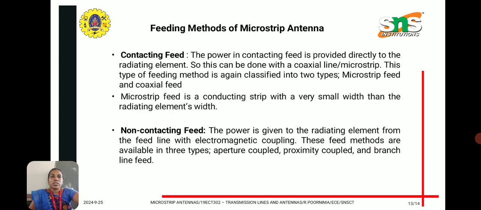Next is the feeding methods of microstrip antenna: the contacting method and the non-contacting feed. In the contacting feed, the power is provided directly to the radiating element. This can be done with a coaxial line or microstrip. This type of feeding method is again classified into two types: microstrip feed and coaxial feed. In the non-contacting feed, the power is given to the radiating element from the feed line with electromagnetic coupling. These methods are available in three types: aperture coupled, proximity coupled, and branch line feed.